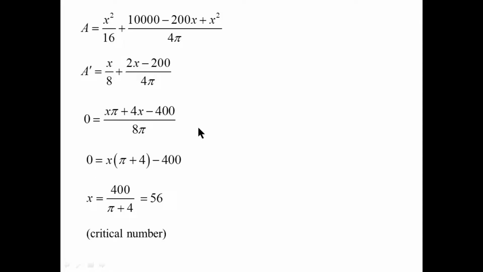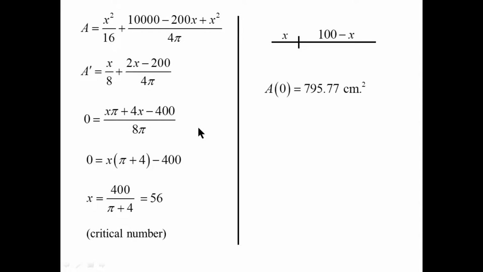So we have our critical number. Now we have to evaluate the boundaries and the critical points. So we're interested in A of 0. So plugging in 0 for x and doing the math, we get 10,000 over 4 pi, 795.77.